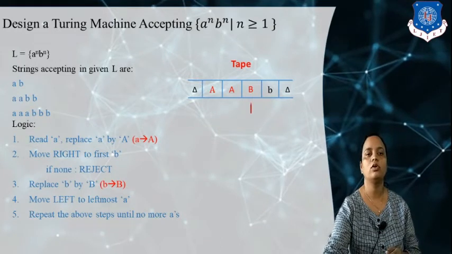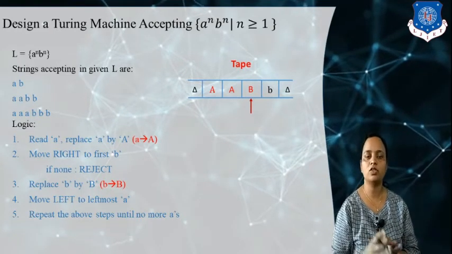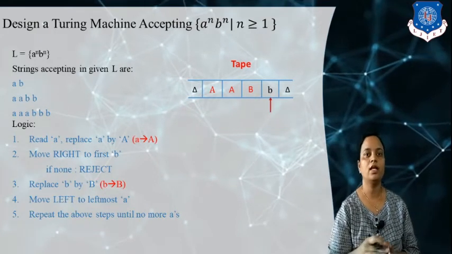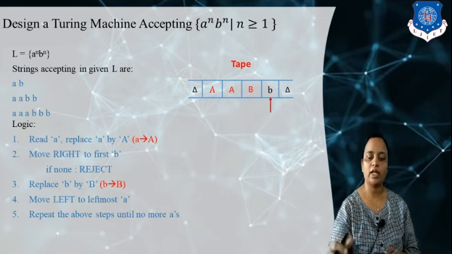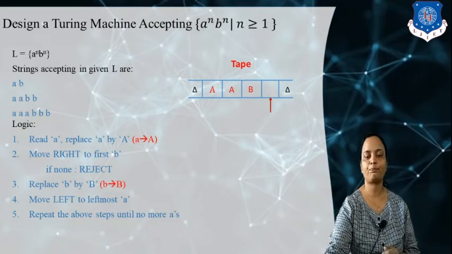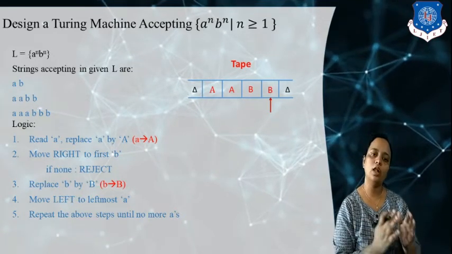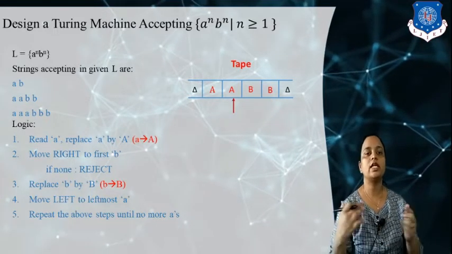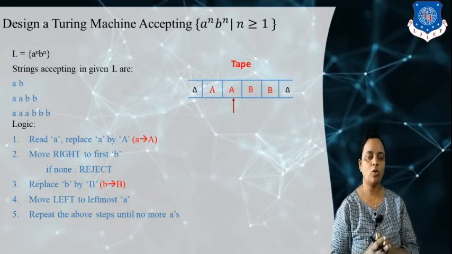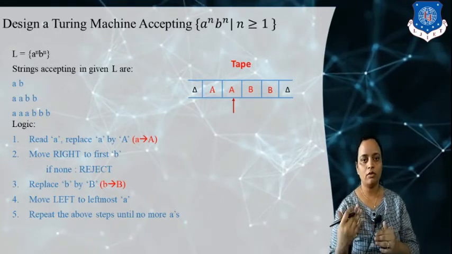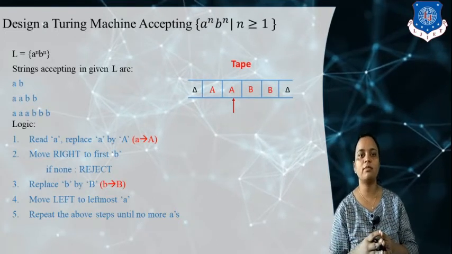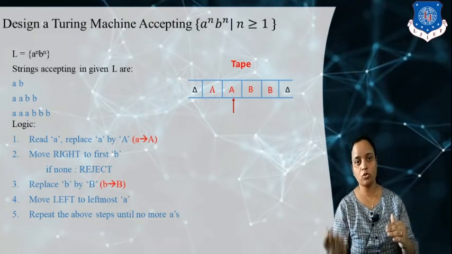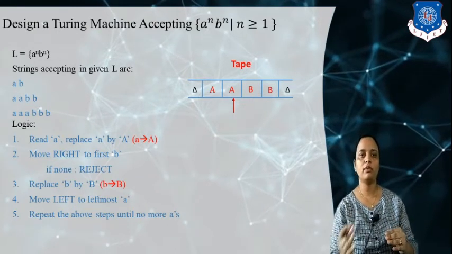Now I am going to find the small b, so moving my head to the right direction. Capital B, skip it. Now I found the second b, so the second b is replaced by capital B. Now move to the leftmost A. If you see, there is no small a remaining. So we need to check whether there is any small b remaining, because here we have identified there is no small a remaining, so we need to make sure that no small b remains.